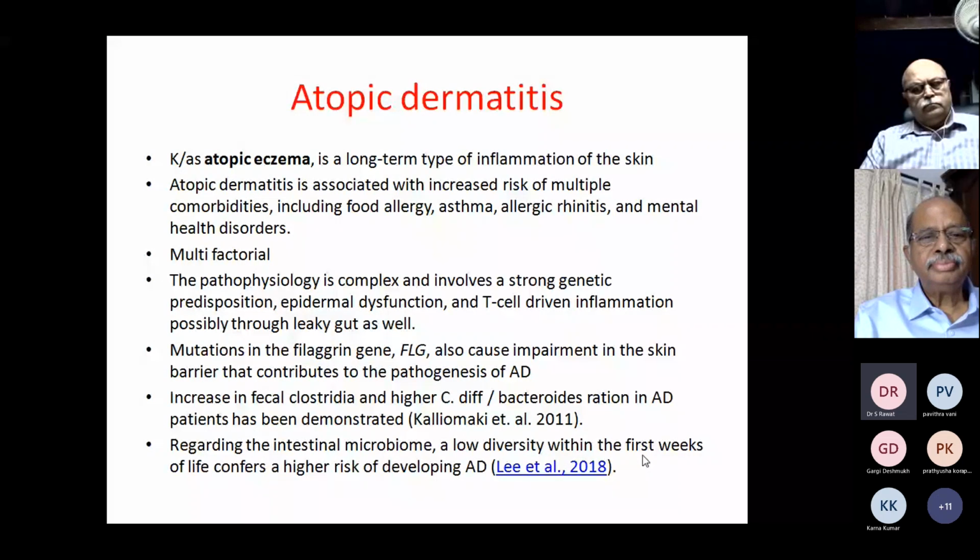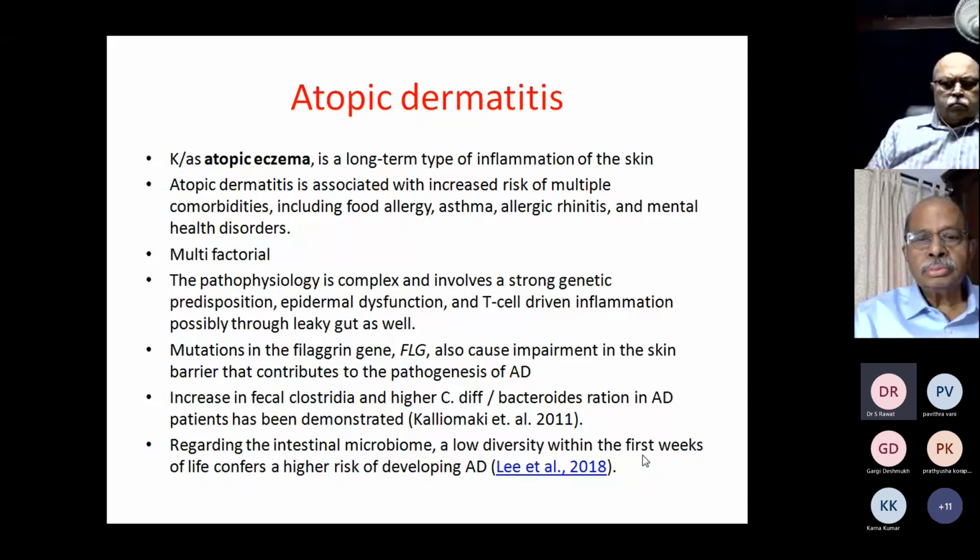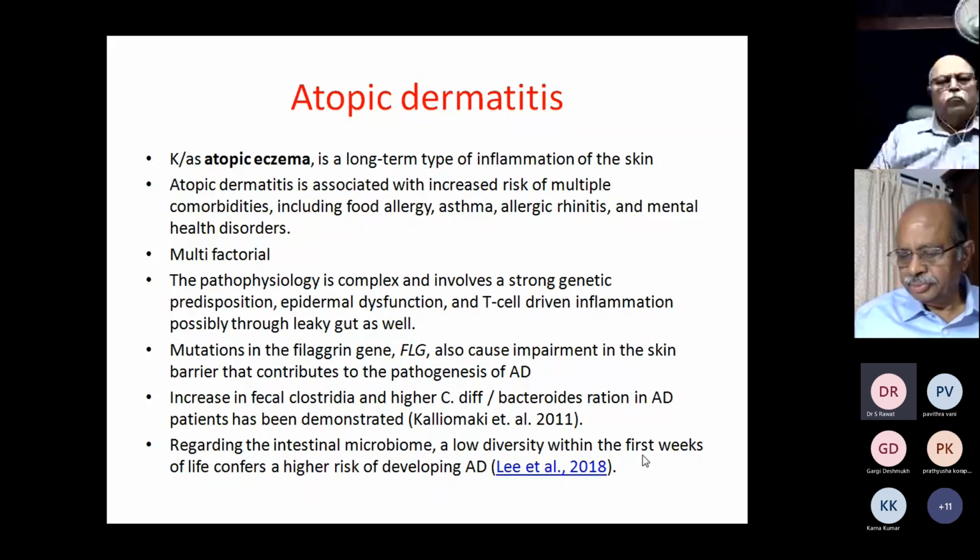Now, there is one more thing, that there is a mutation in the filaggrin gene, the FLG gene, which is also causing impairment in the skin barrier, and which also contributes to its pathogenesis. It has been seen that an increase in fecal Clostridia and a higher Clostridium difficile and Bacteroides ratio in this disease has been found. Another interesting thing is that there is a low diversity within few weeks of life of a child, and it confers a higher risk of developing atopic dermatitis later on in life. Not only atopic dermatitis, but also various other kinds of allergies.